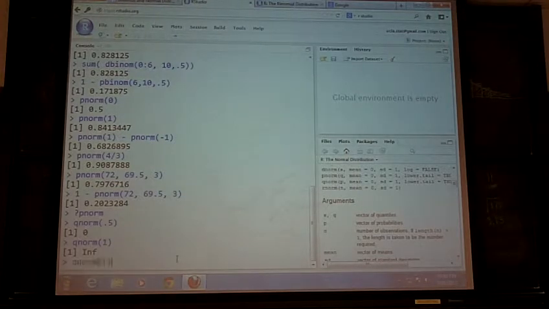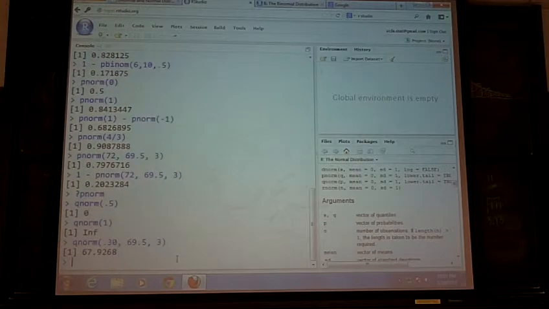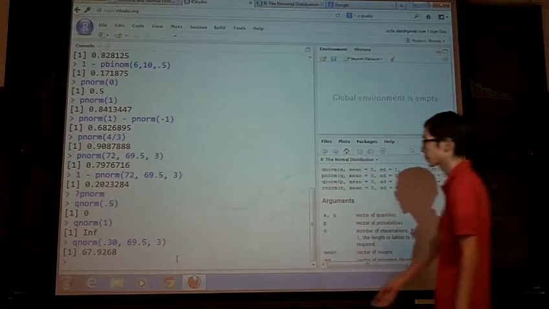But you can ask, okay, well, if a man is in the 30th percentile, so you do 0.30, and the mean height of men is 69.5, and the standard deviation is 3, how tall is this man? This man is 67.93 inches tall, okay? So this is qnorm.